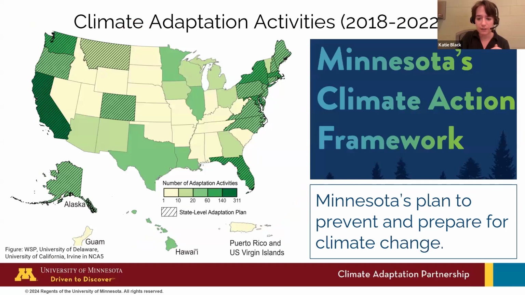And if we go to the next slide, excuse me. We can see that climate adaptation activities are already happening in a number of states. So this is a map of the US showing the number of reported state level adaptation activities happening between 2018 and 2022. Here in Minnesota, we have the Climate Action Framework, which is a plan to prevent and prepare for climate change. And the take-home message I'd like for you to get with this slide is that to adapt and to advance the number of activities that we see on this map, we need to better understand the risks that we face, and we know that risks are locally specific.